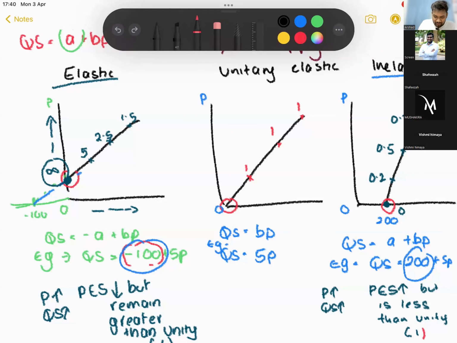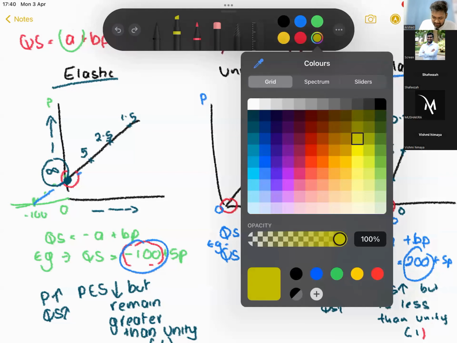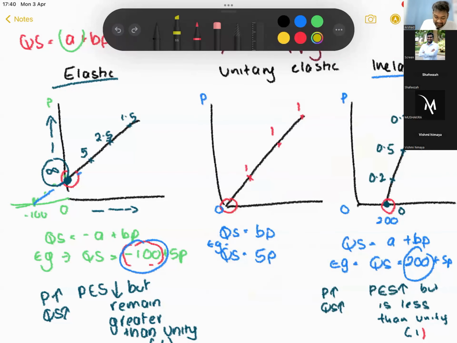So the points to remember are: in elastic, when the price increases, PES will decrease. In inelastic, when the price increases, PES will increase. These are small, tricky points that they test in MCQ. Okay. Any questions on that area? Fine.